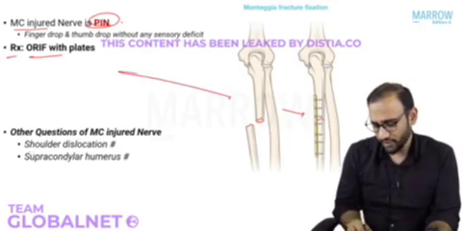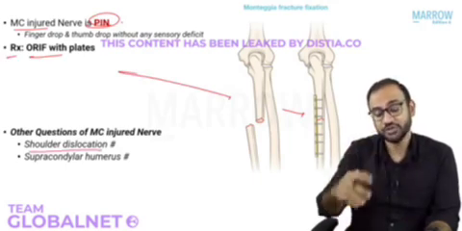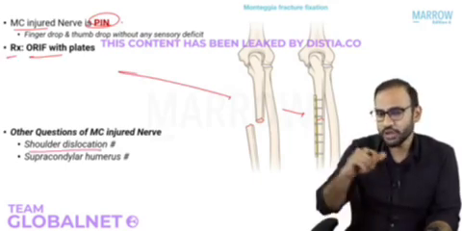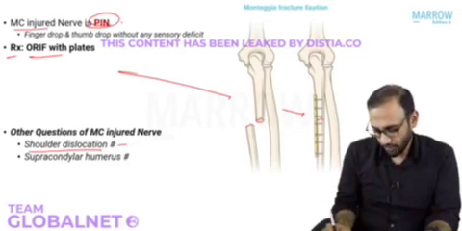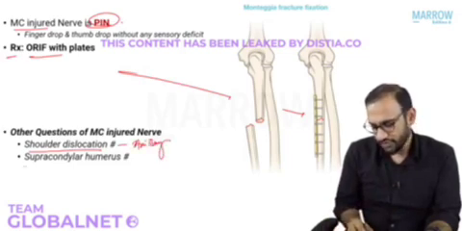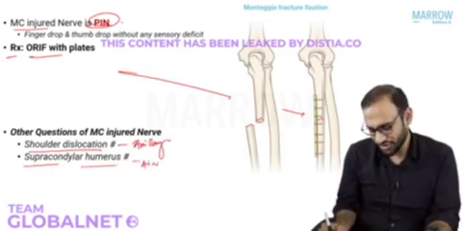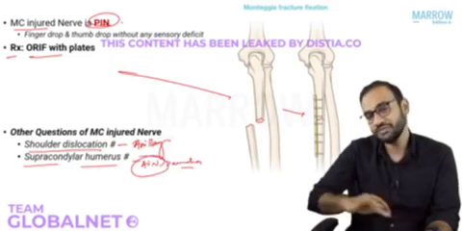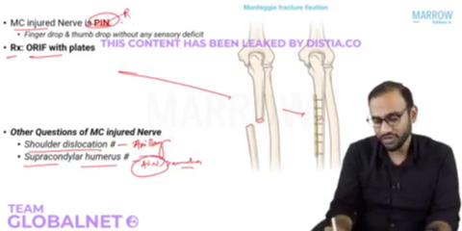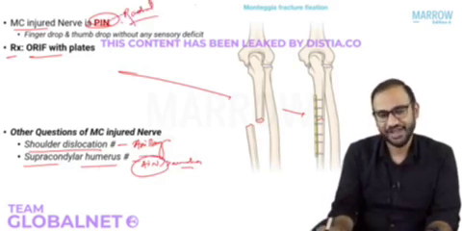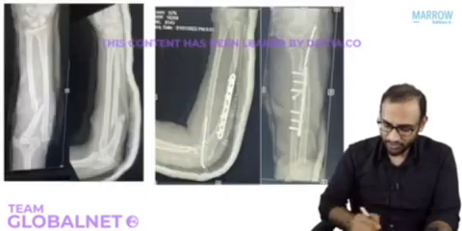Other MCQs that I would like to ask, again to review what we have been reading so far. What is the most commonly injured nerve in shoulder dislocation? Come on, you know this. Yes, axillary nerve. What is the most common nerve injured in supracondylar humerus fracture? Yes, anterior interosseous nerve more than median nerve. And remember, the anterior interosseous nerve is a branch of the median nerve, whereas the posterior interosseous nerve is a branch of the radial nerve. Excellent.